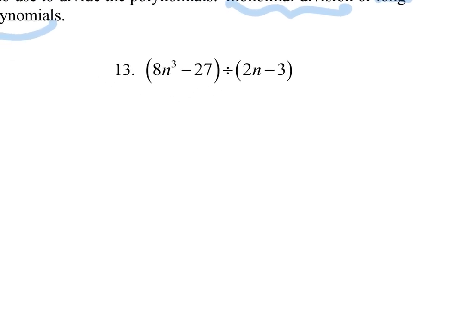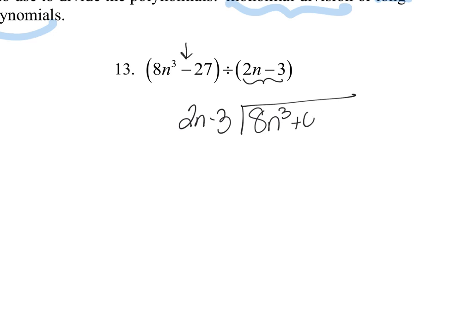13. This is what you're dividing by. It's not a monomial. So I have to do long division. So in the house, I'm going to put 8 into the 3rd. And then I see the square term is missing, the linear term is missing, and I do have a constant. I want to put them in there in case I end up needing them.